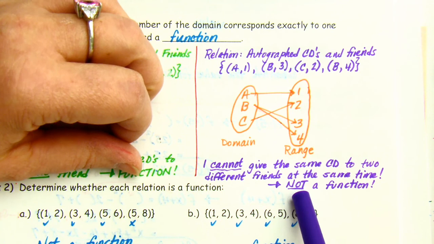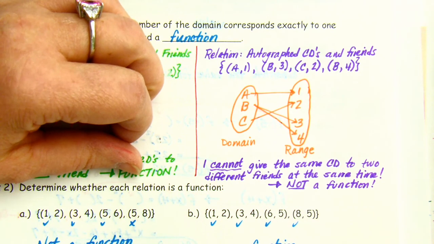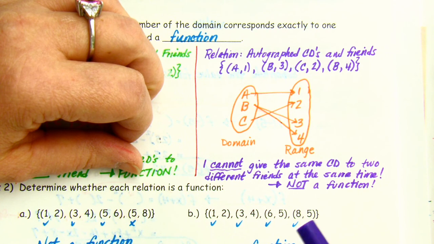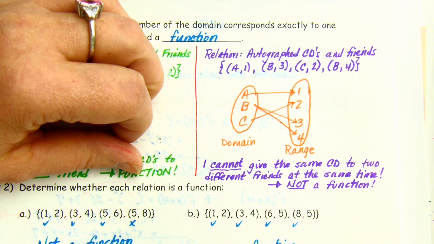Okay, and this is a pretty basic example of how to break down your domain and your range and to find if a relation is a function or not. But bottom line is, if the X's are repeated, this thing is not a function. The Y is okay, but not the X's.